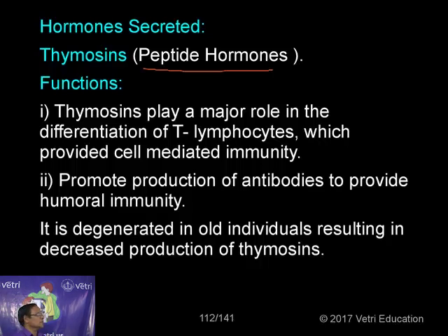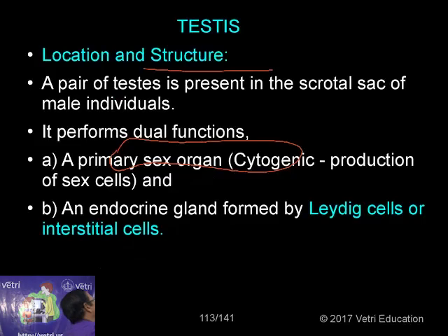Stimulates the B lymphocytes. Now, T cells provide cell-mediated immunity. The B cells produce antibodies, which take part in antibody production, otherwise called humoral immunity. Now, it is normally growing, reaching the maximum size just prior to birth and about 12 years of age. It increases in size until 12 years of age, after which it undergoes retrogressive involution, the size being decreased in the case of adults.